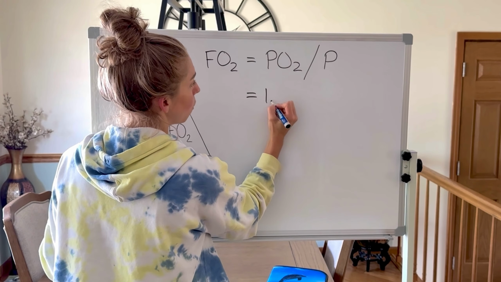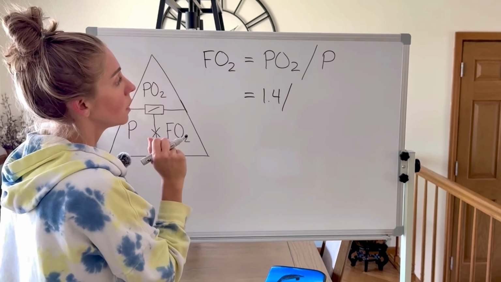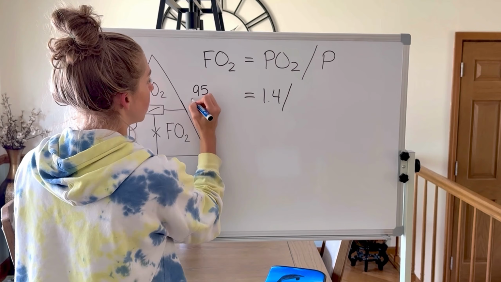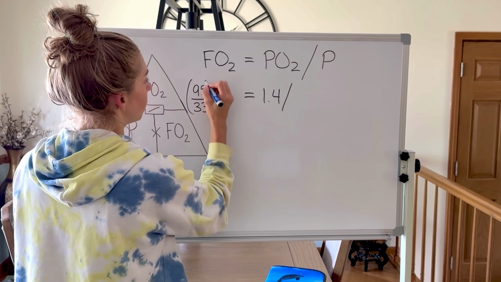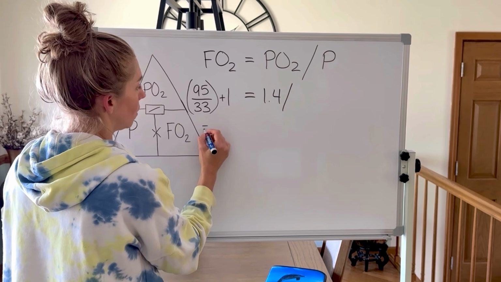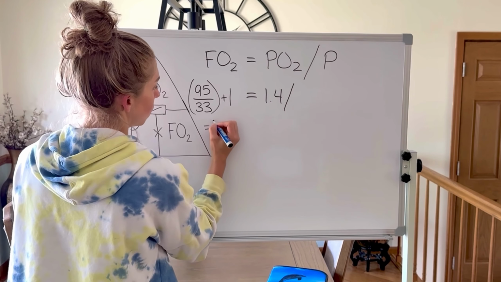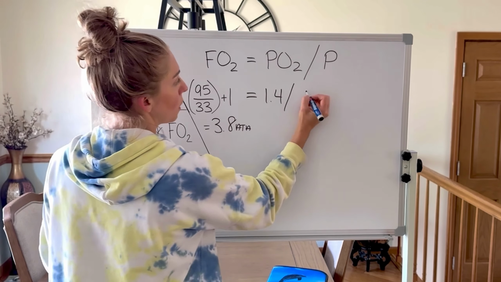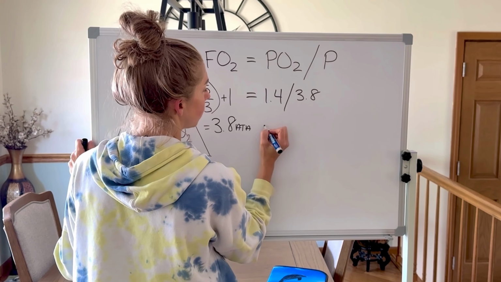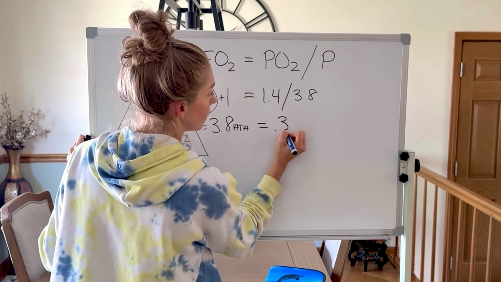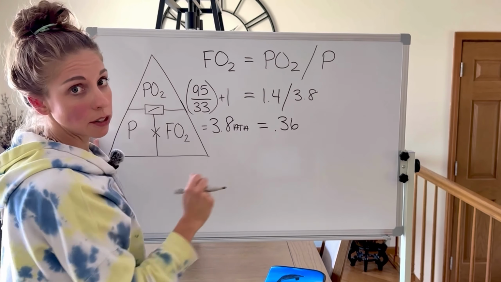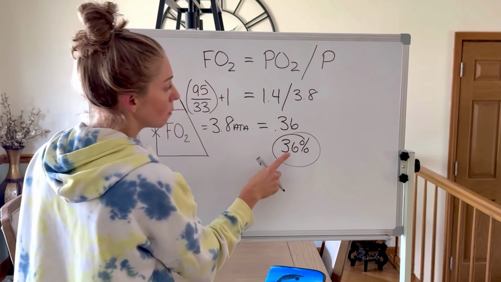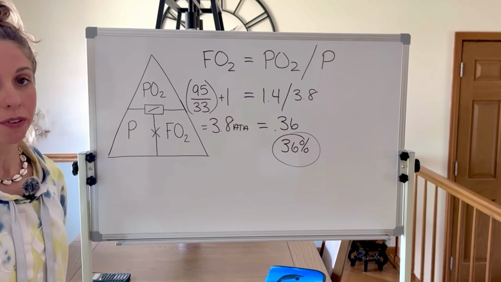So our PO2 is going to be 1.4 divided by, now we said we were going to go down 95 feet. Again, we have to convert, so 95 feet divided by 33, and then we're going to add 1 to it. So that's going to give us 3.8 ATA. So 3.8 here, which is going to give us 0.36. So this converted into percent form is going to be 36%. So this is the blend of gas you'd want to use if you're going down 95 feet.